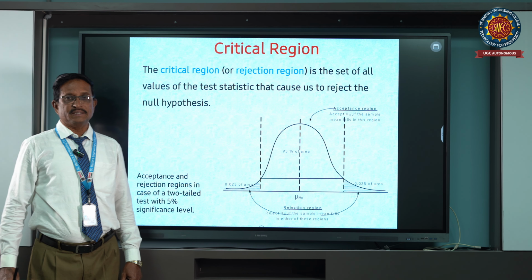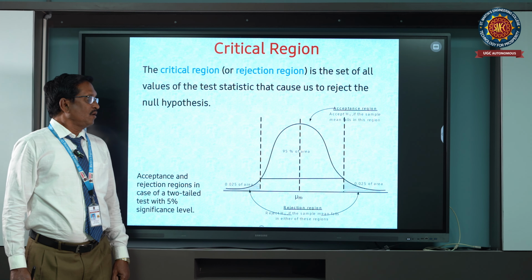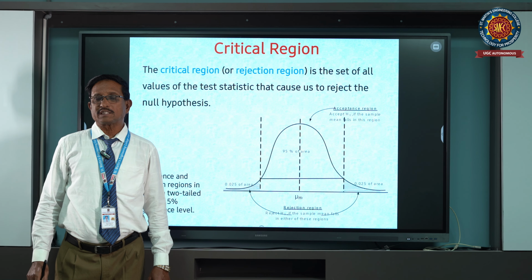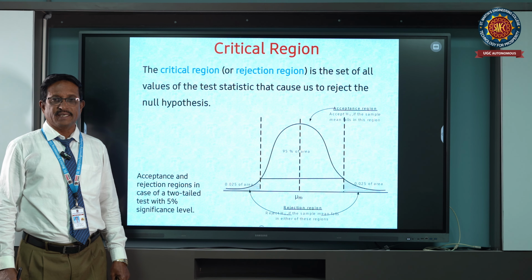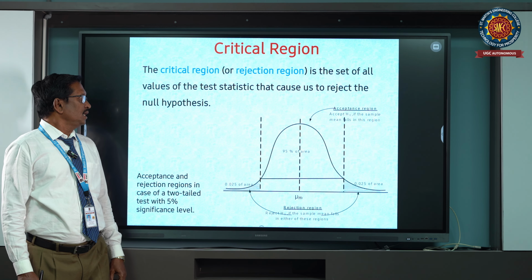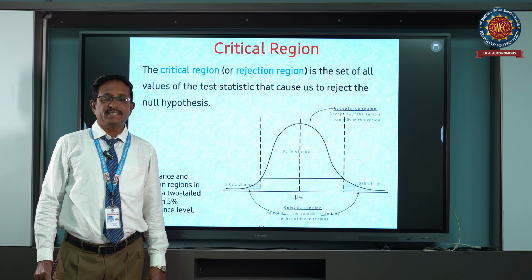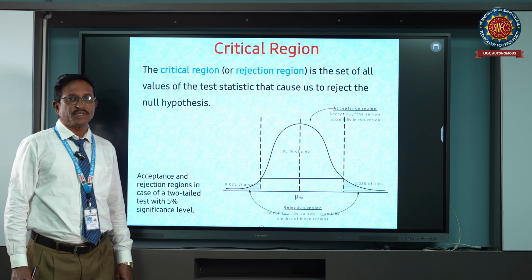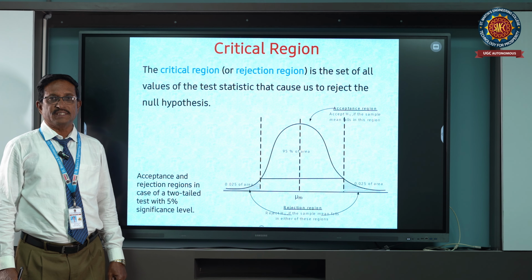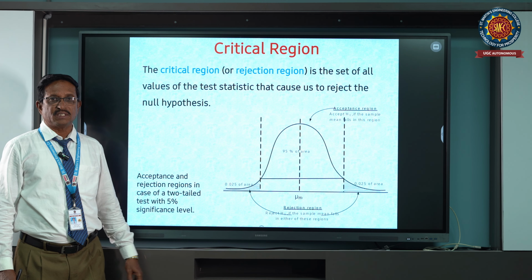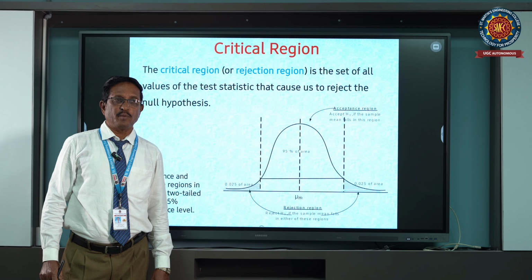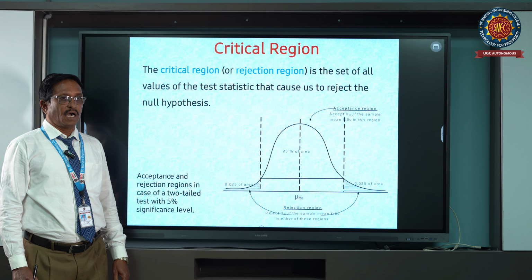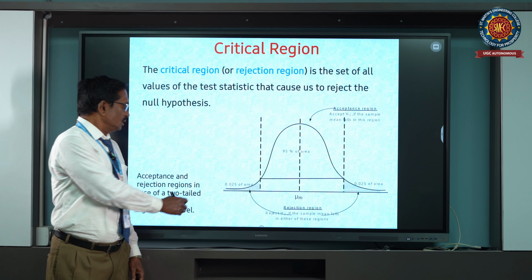Next one, critical region. According to this diagram, we have two parts, the acceptance region and the critical region. Both are not the same. The critical region is the rejection region. The acceptance region is the 95% confidence region in this diagram, and the rejection region is alpha percent, or for a two-sided test, alpha by 2.